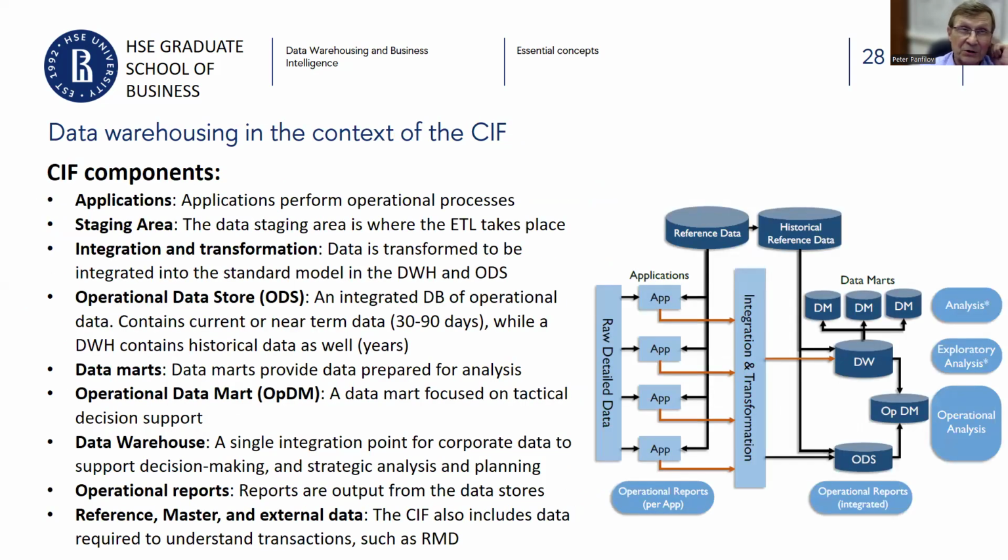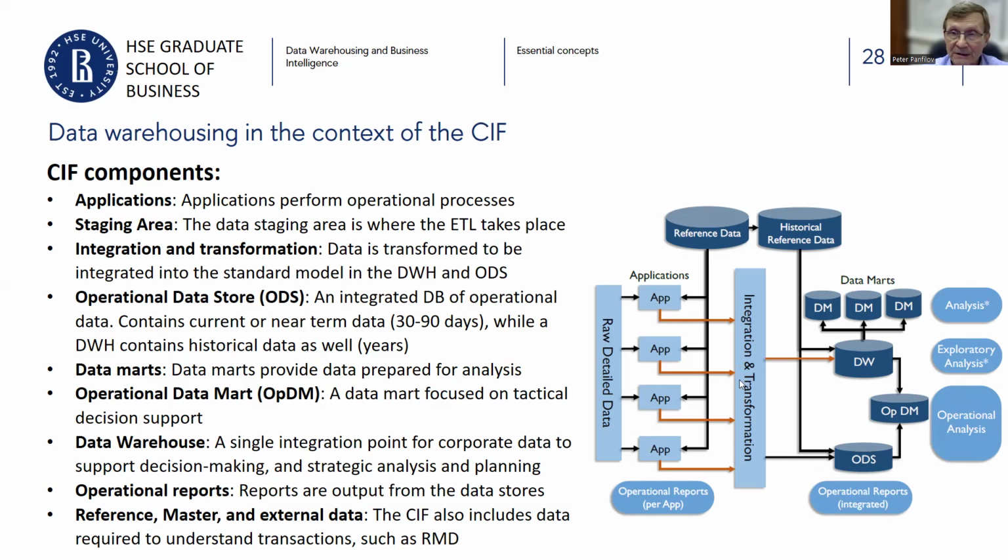Okay, so what are the major components of this architecture? We have applications and we have a staging area. The applications are here, to the left: CRM, ERP, and other applications that we may have in our organization. All of them generate data from operational processes, as we call it, operational reports per application. And then those data go to the staging area.